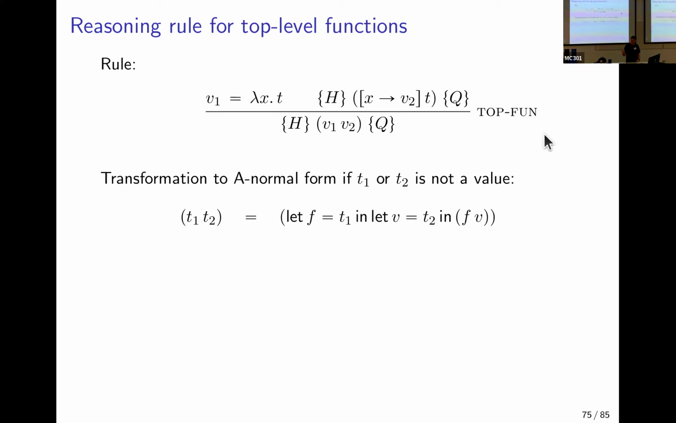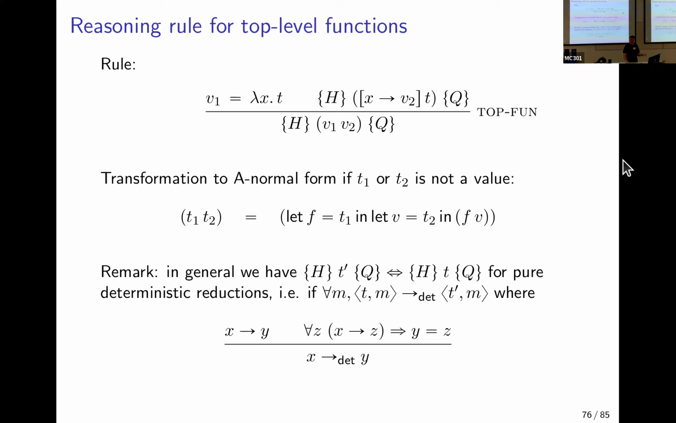Okay, so say you have a function application, V1 applied to V2. Again, you can transform to a normal form with a bunch of lets. So if you have a function lambda x. t applied to a value V2, the rule is just to apply it. You get a reduction from V1 V2 to t in which V2 replaces x, and you just prove it for that. So there is nothing going on. It's just a beta reduction.